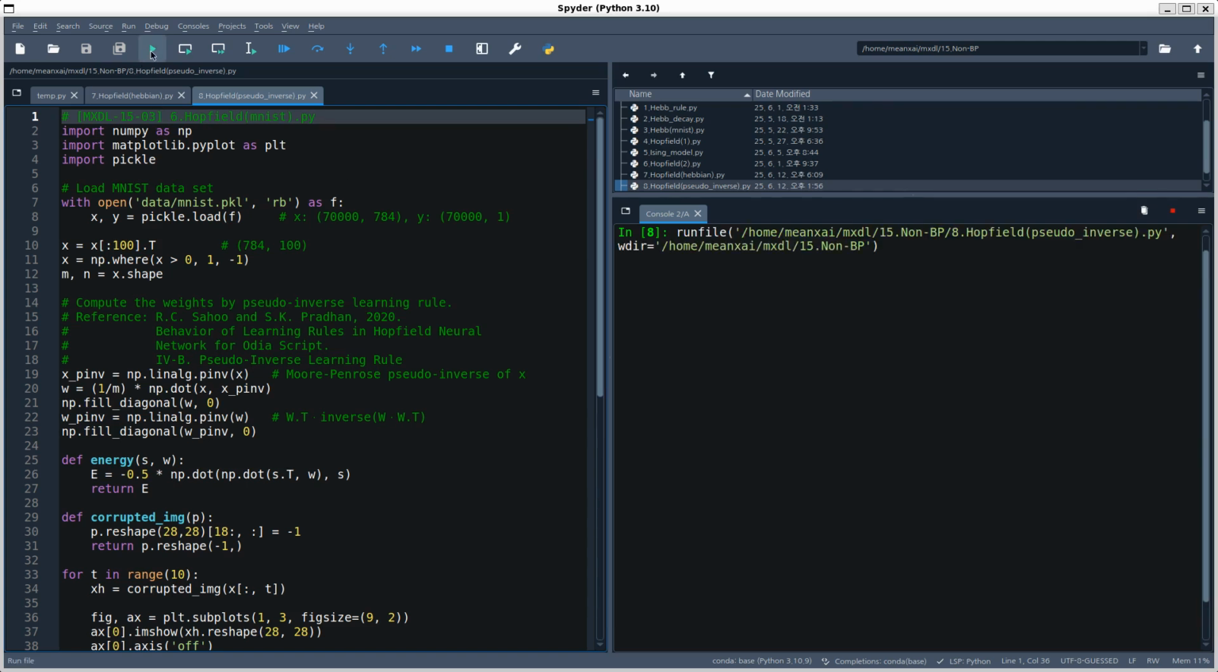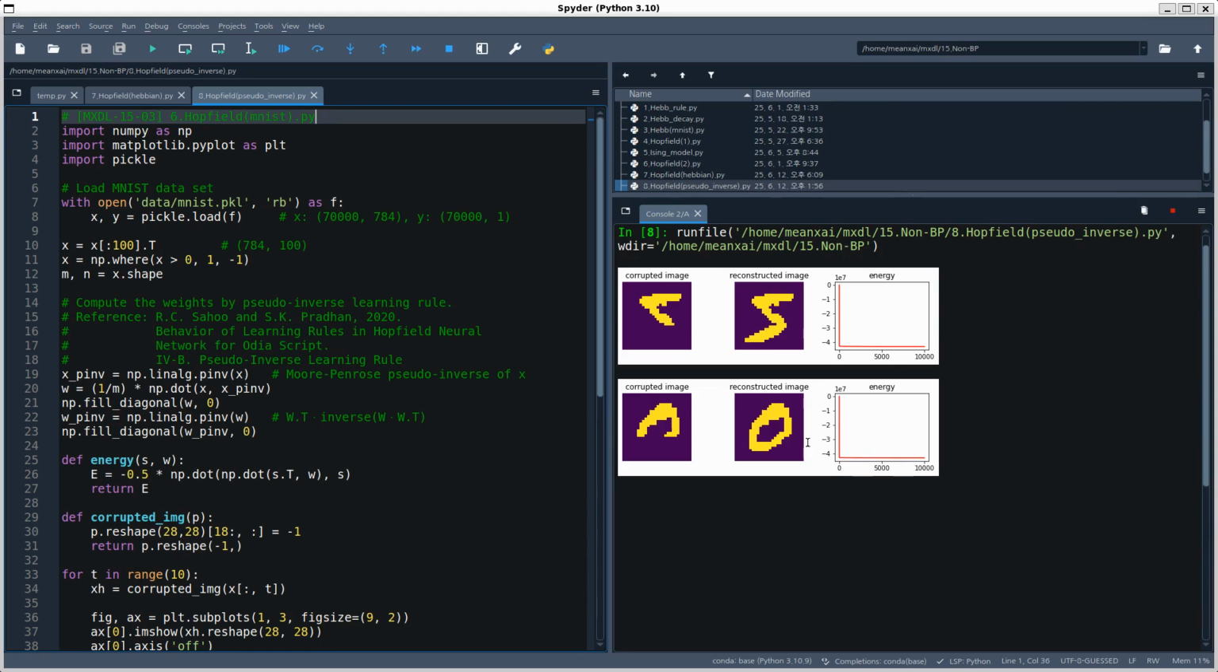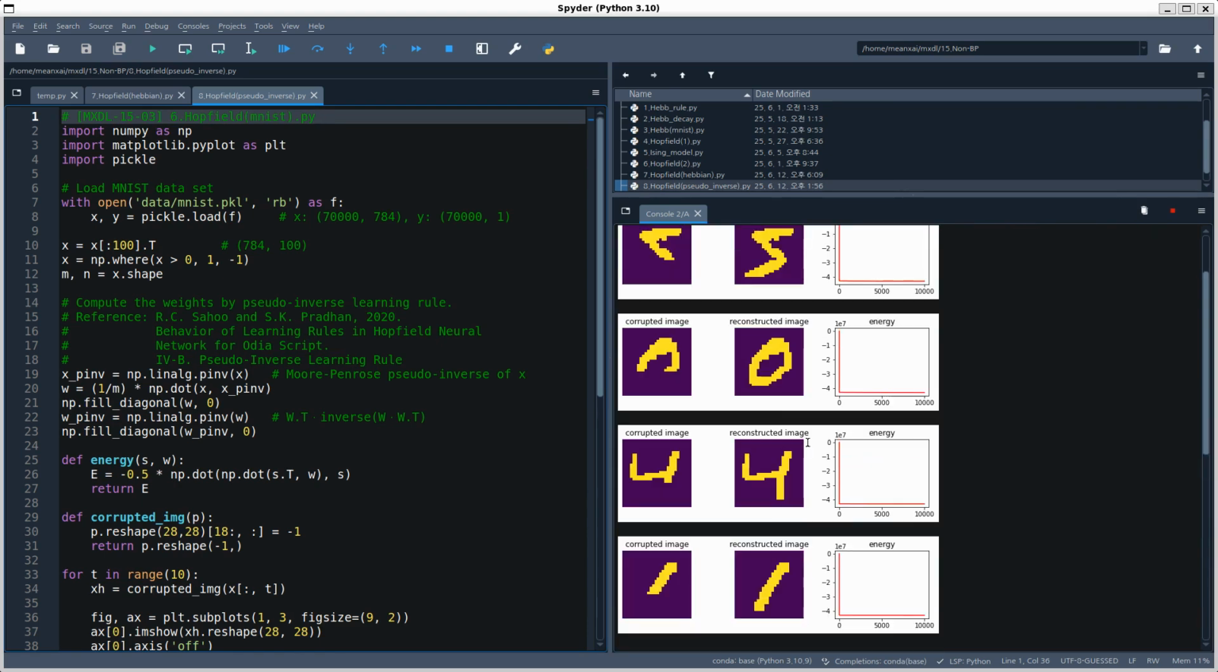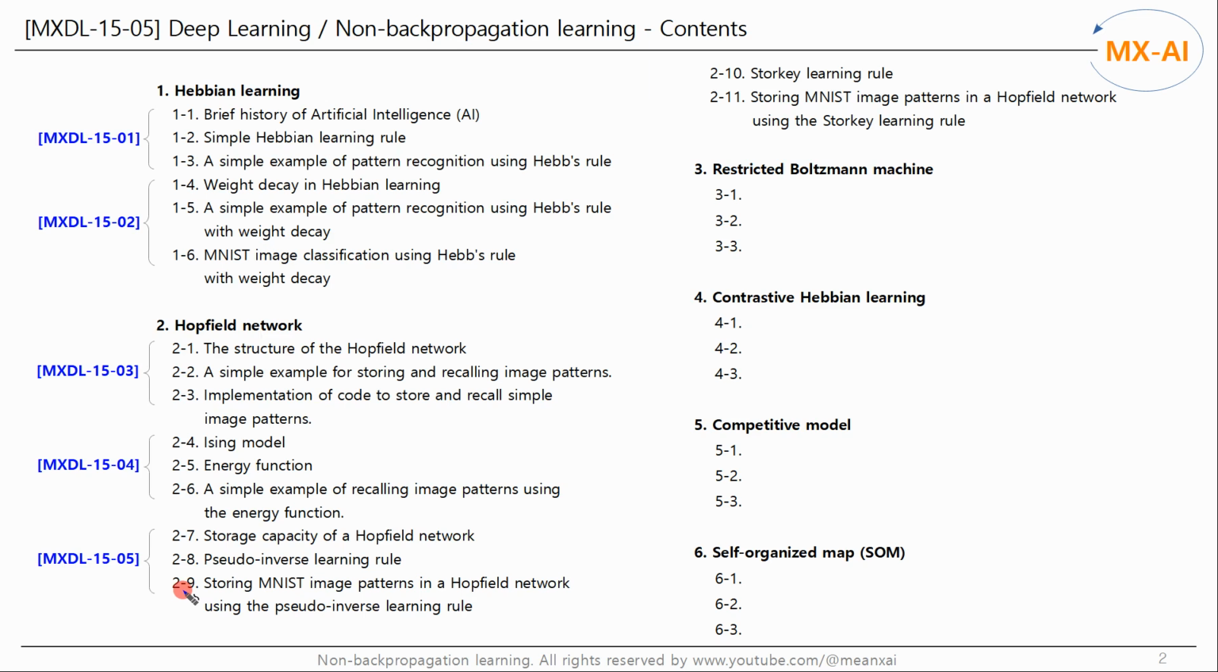Let's run this code. We got the following results. In this video, we looked at the pseudo-inverse learning rule. In the next video, we'll look at the Storkey learning rule.